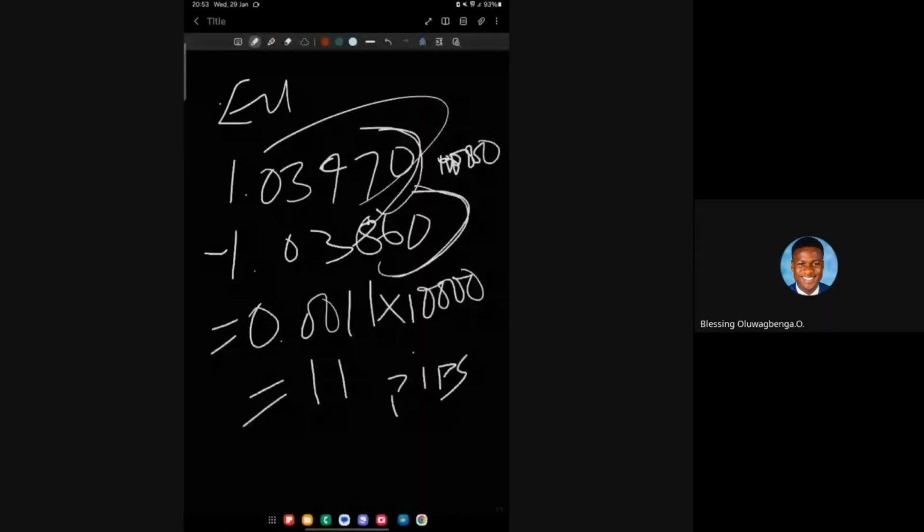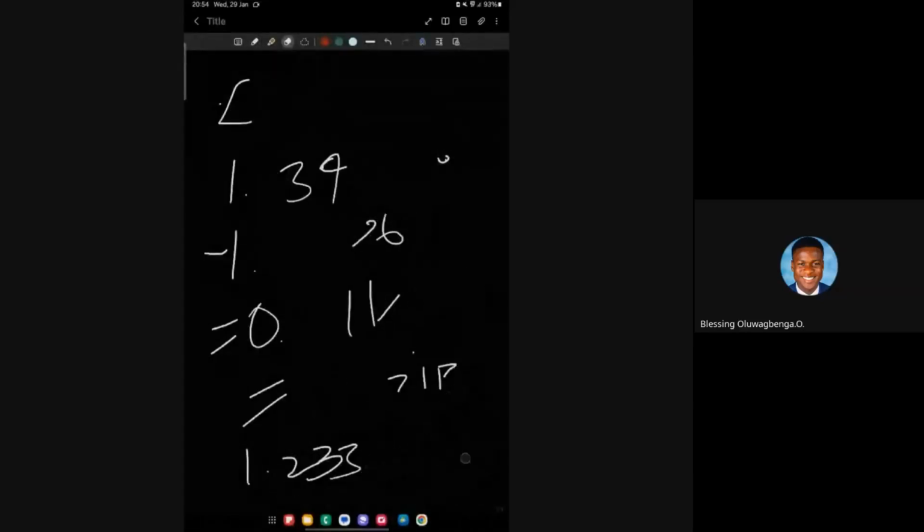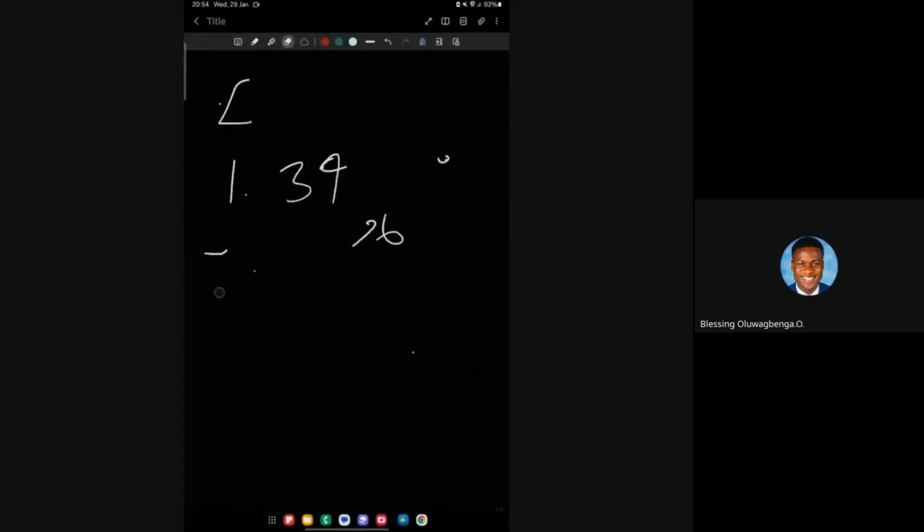Okay. So even if you have something like 1.233, all you have to do is round this off. That will give us just 1,000 because we have three figures after the decimal. So it's this that you use to multiply after subtracting your values. Let me do something else for another pair so that you understand better before we move on to lot size.